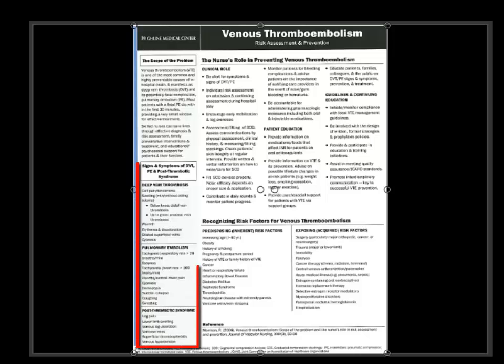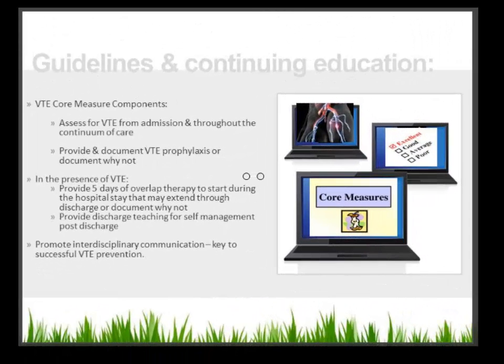The signs and symptoms for VTE can be found on the venous thrombosis handout. You need to print it out of SWANK if you need a copy, and it's in the lower left-hand corner. Expectations of the VTE core measure are listed here. Every patient should be assessed for VTE upon admission and throughout the continuum of care. If the patient has risk factors, we must provide and document VTE prophylaxis or document why not.